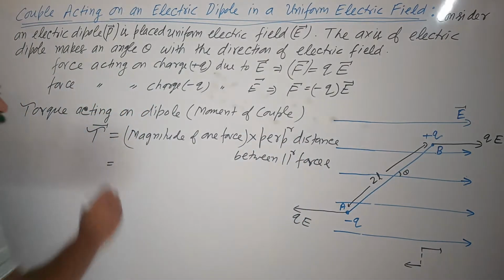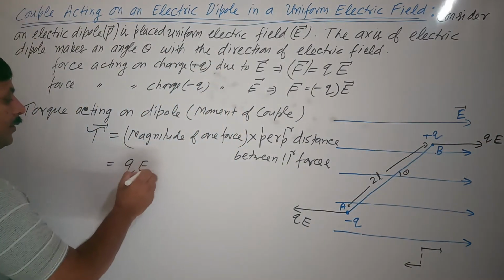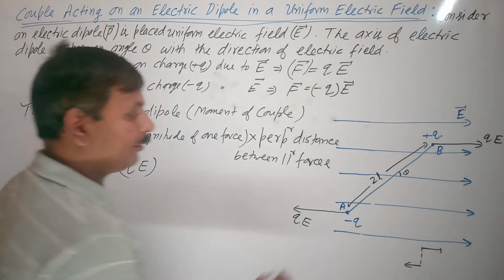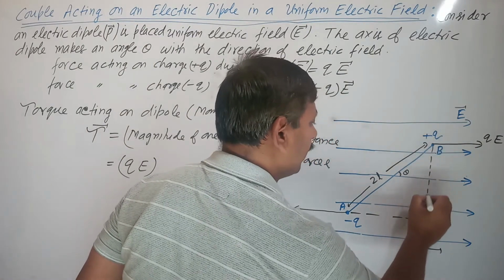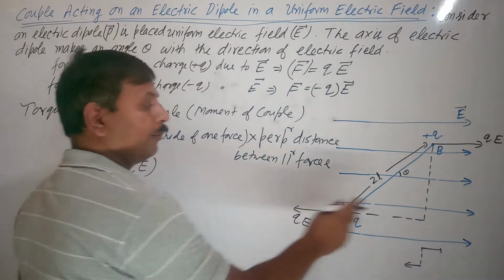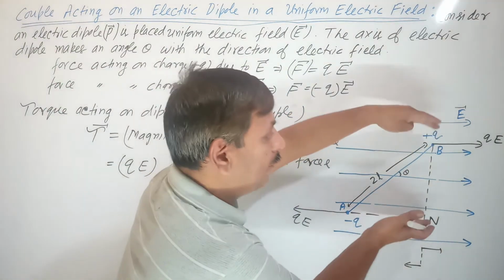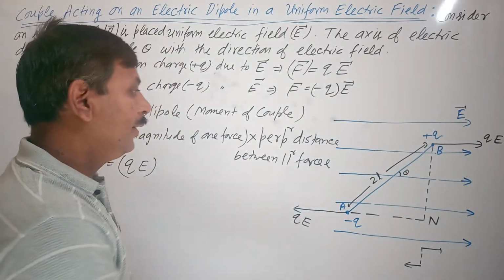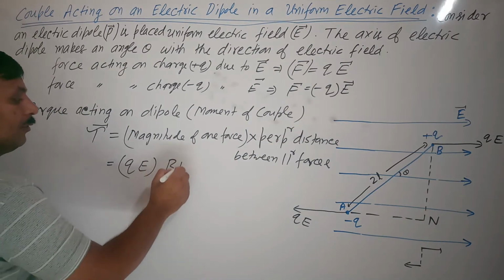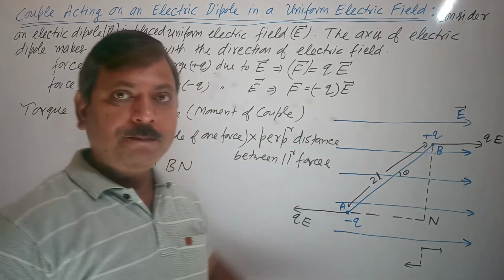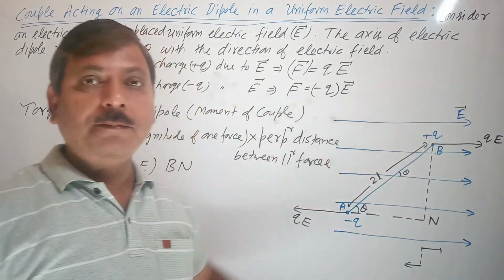So what happened here? The value of force is qE, and what will be the distance between these parallel forces? Suppose I have taken this and drawn one perpendicular, and suppose this is N. So the distance between these two parallel forces will be BN. This will be the perpendicular distance between the parallel forces. See here, this angle is theta. So what will be BN?